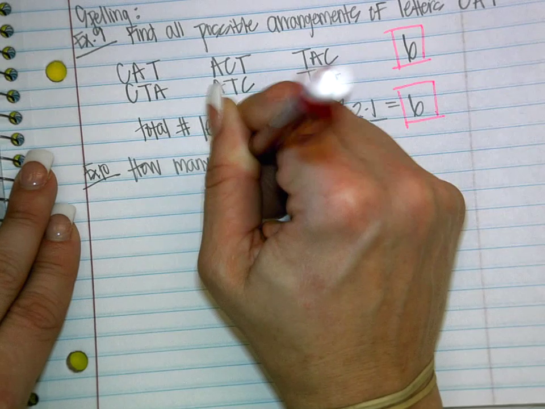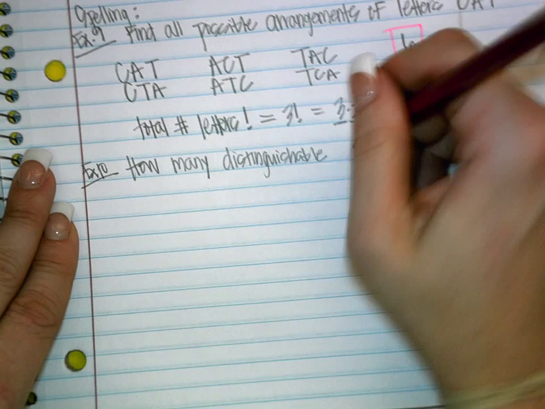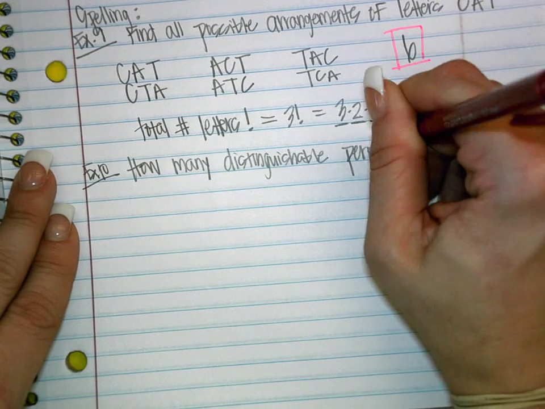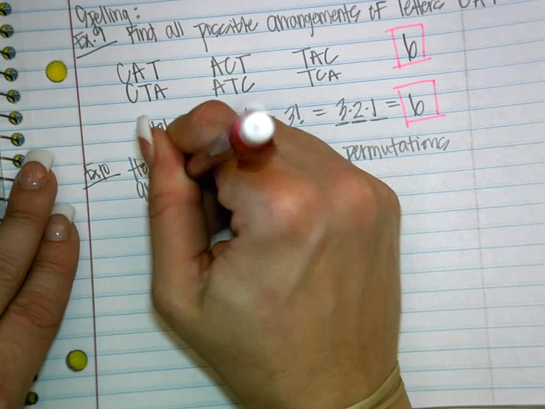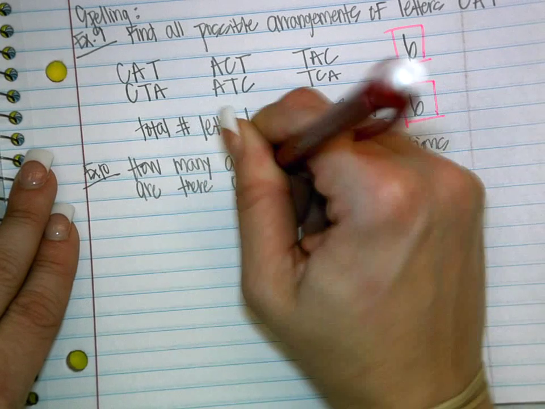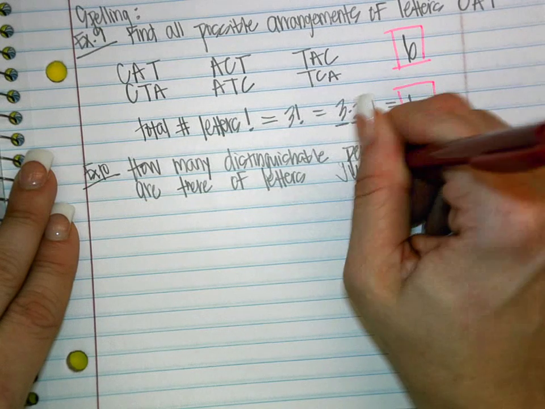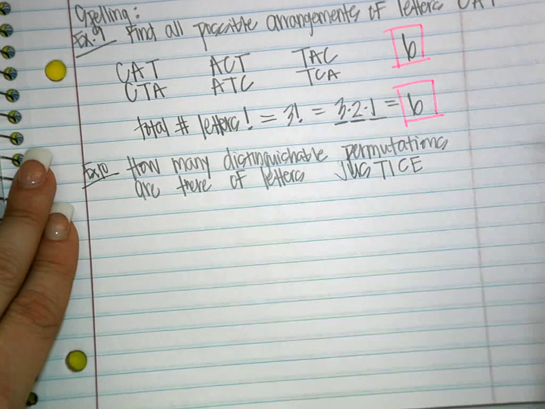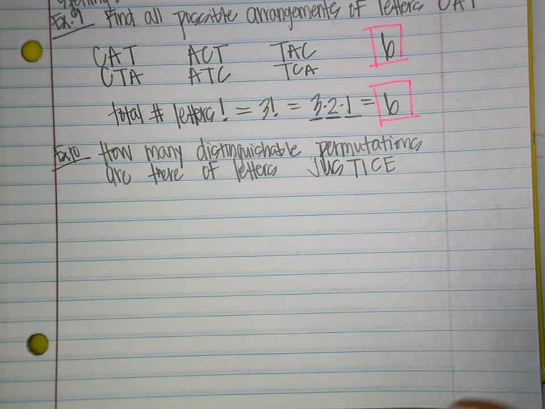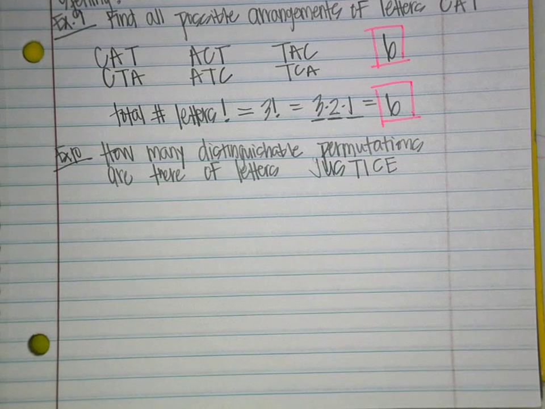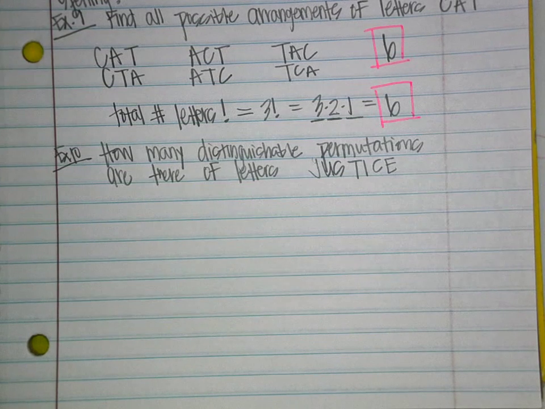Number 10. For this one, I want to know how many distinguishable permutations are there of the letters J, U, S, T, I, C, and E. Now, the reason I ask you distinguishable permutations is that's how math likes to ask you, okay? And all that basically means is how many different ways could you arrange all of these different letters?